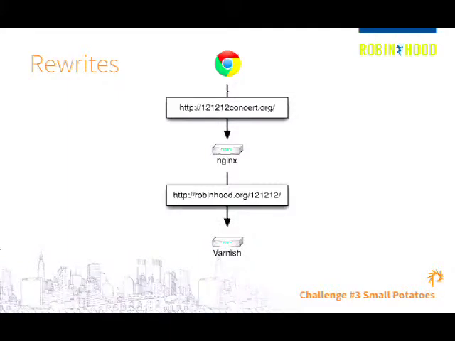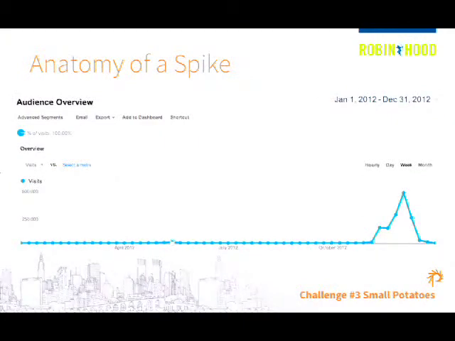And just to give you another idea of how spiky the traffic ends up looking, this doesn't include the 12-12-12 concert traffic on the night of, but this is the yearly traffic for Robinhood. You can see that their traffic is very, very spiky over the year. And this doesn't even include the night of. This is just for the stuff that's hosted on robinhood.org. This does not include the 12-12-12 concert site itself.